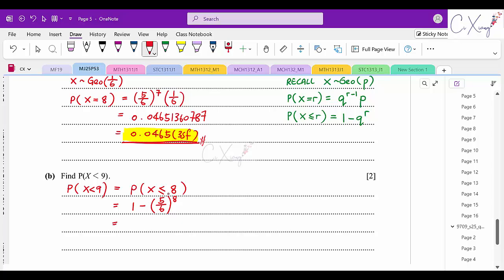Okay, then again, same thing happens here. Try to press the calculator. You will get a long value. And the final answer should be this. Okay, the final answer should be 0.767.